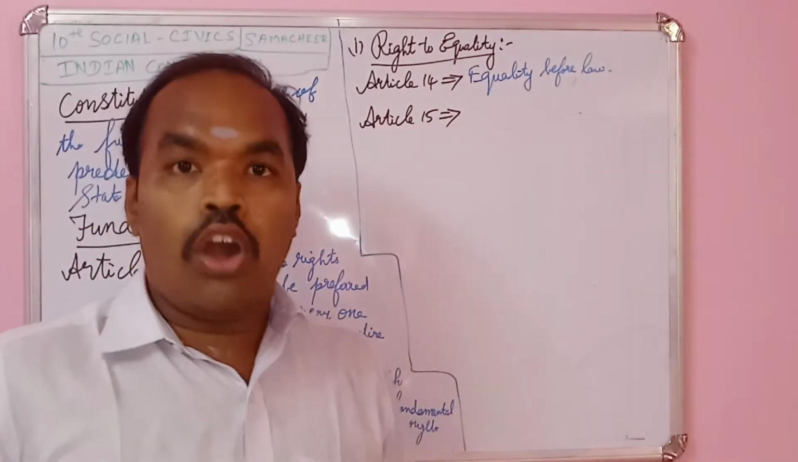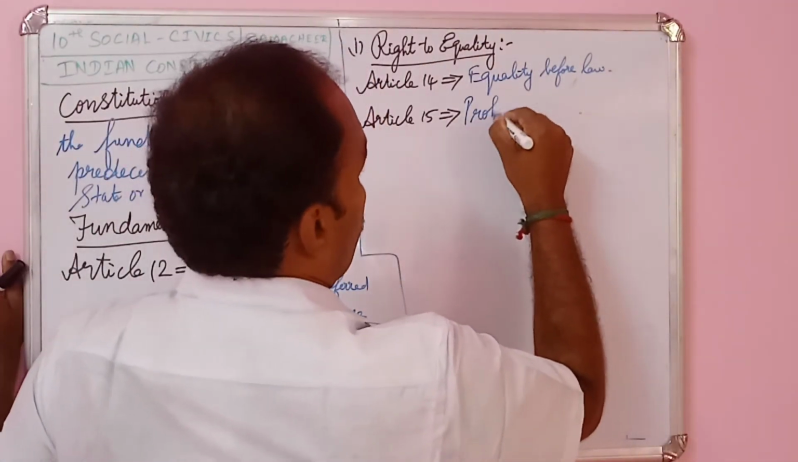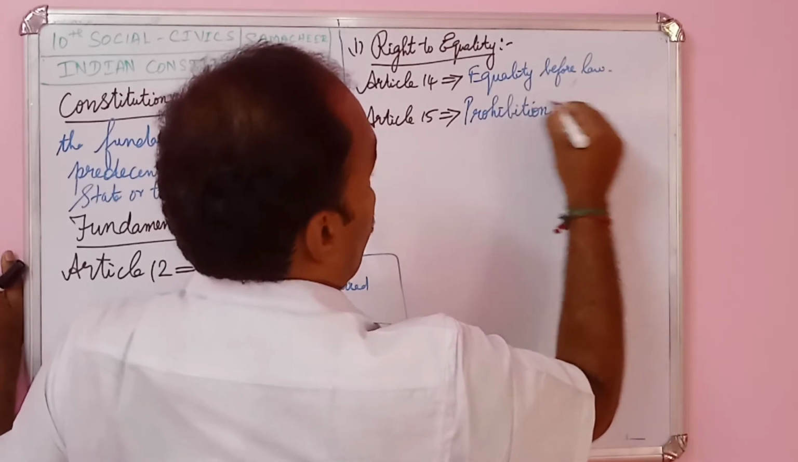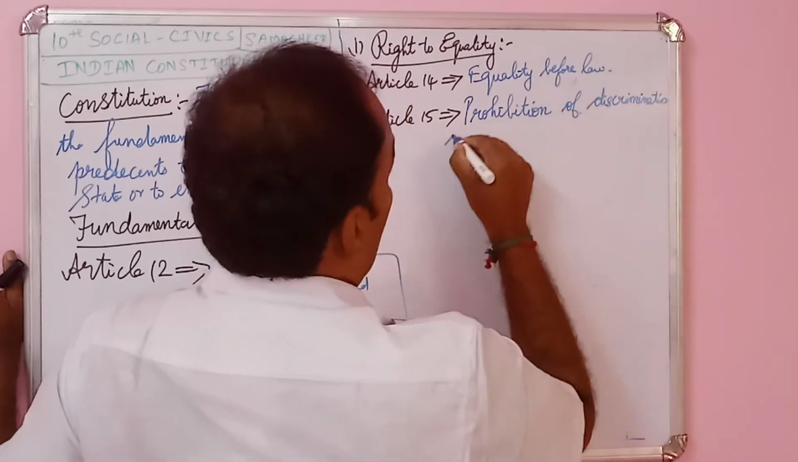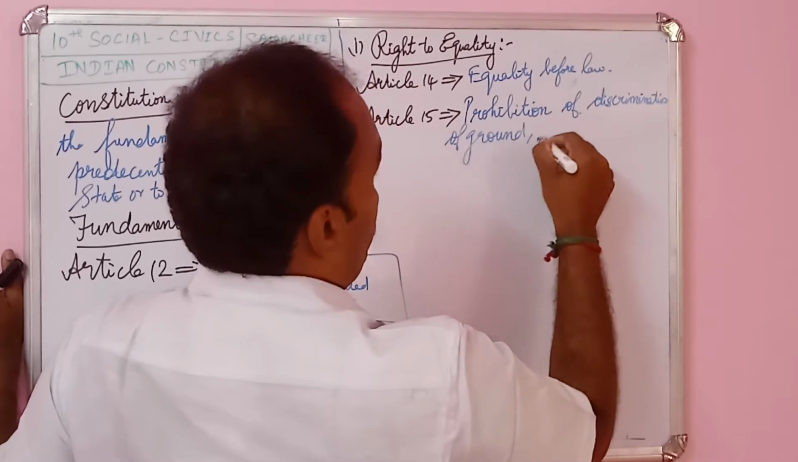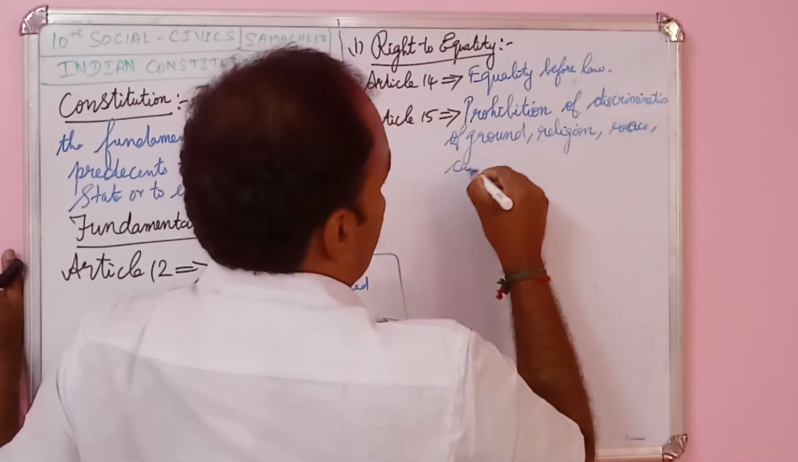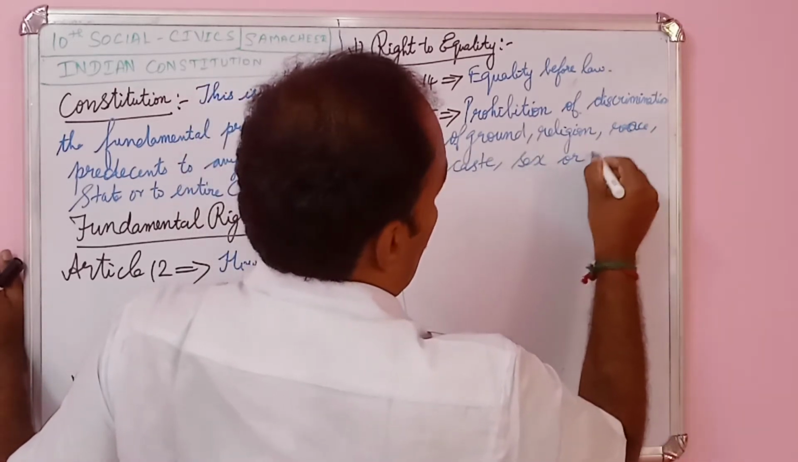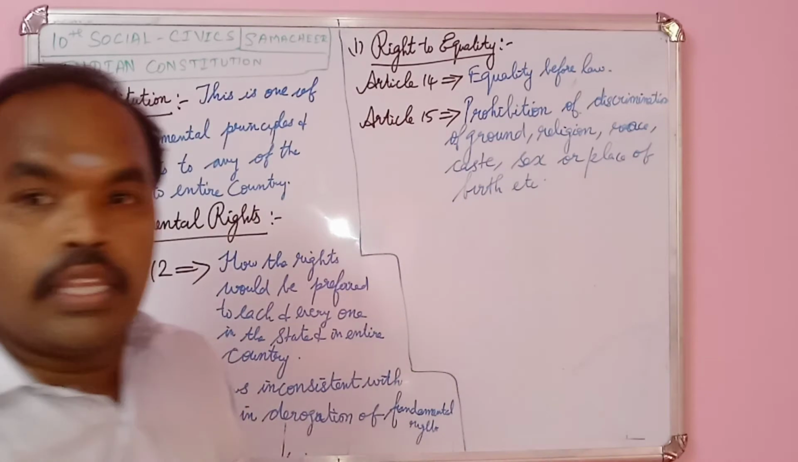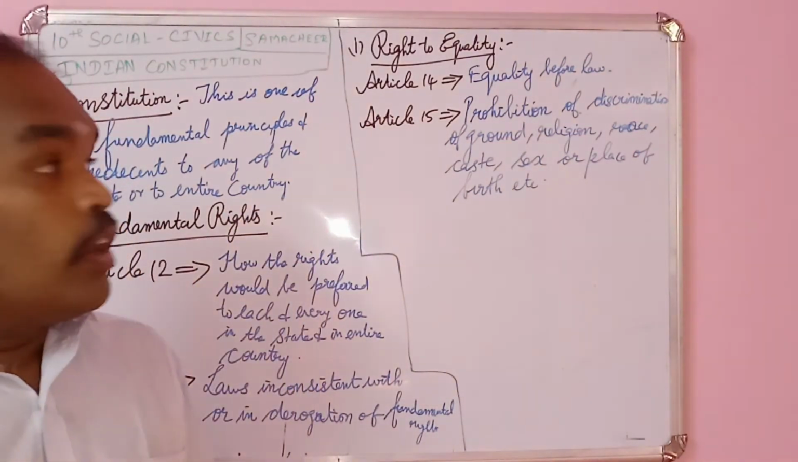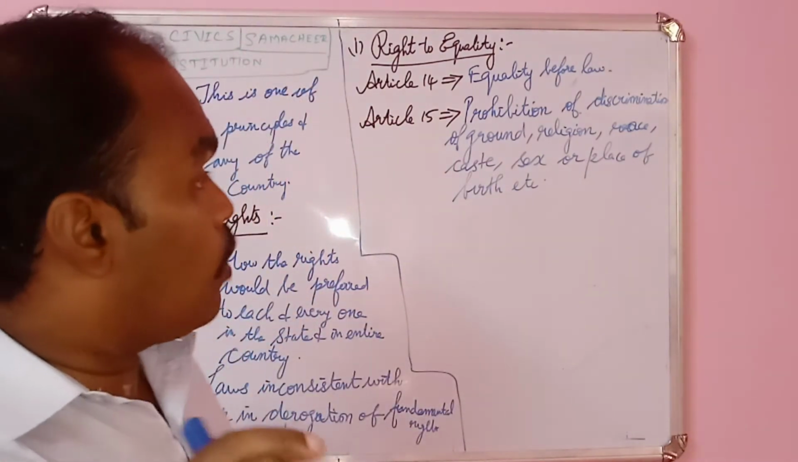The next one is Article 15: Prohibition of discrimination on grounds of religion, race, caste, sex or place of birth, etc. That is Article 15.